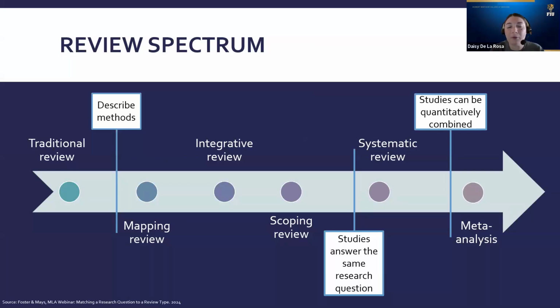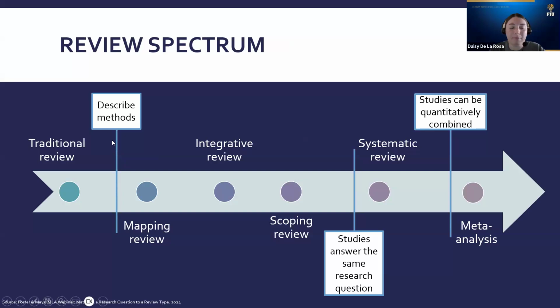So there are many different types of reviews that someone could undertake. And it is really a spectrum where on the left side here, you have your traditional narrative reviews, where you don't really have to describe your methods. It's not as robust, but the purpose of that traditional review is really to give an overview of a topic.